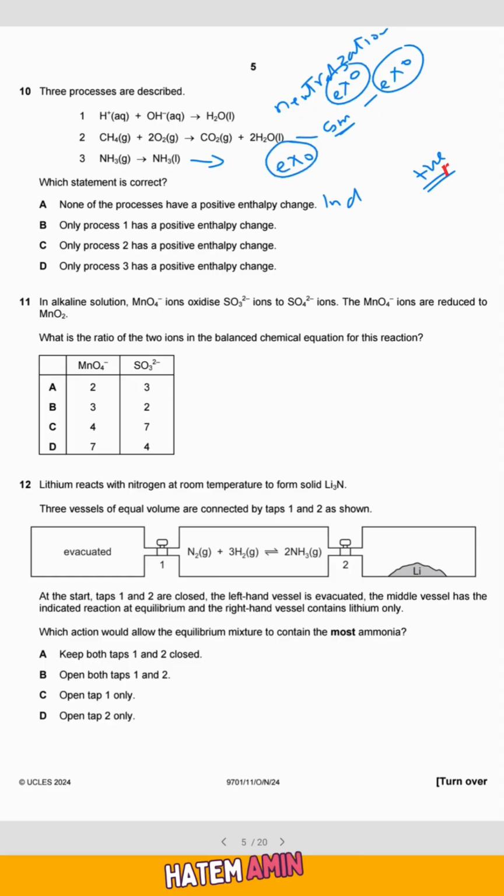So we should choose option A. None of the processes have a positive enthalpy change. That one is correct.